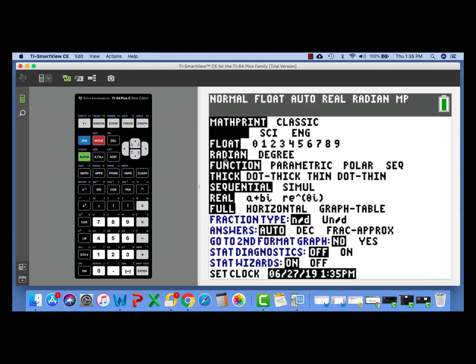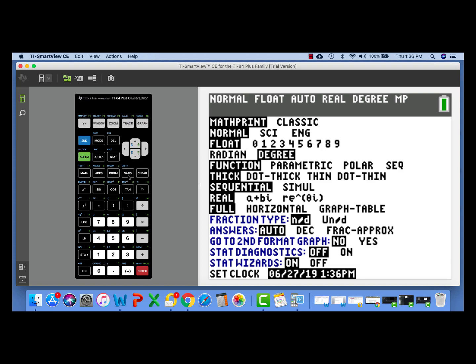And I want to make sure mine's on the fourth row down. I don't know what row it is for yours, but you want to go here and see mine's highlighted on radians. So if I had tried to calculate this without changing modes, I would get an incorrect answer. So I want to arrow down and arrow over to degree and hit enter. And now it's going to stay in degree mode until I tell it to go into radian mode.